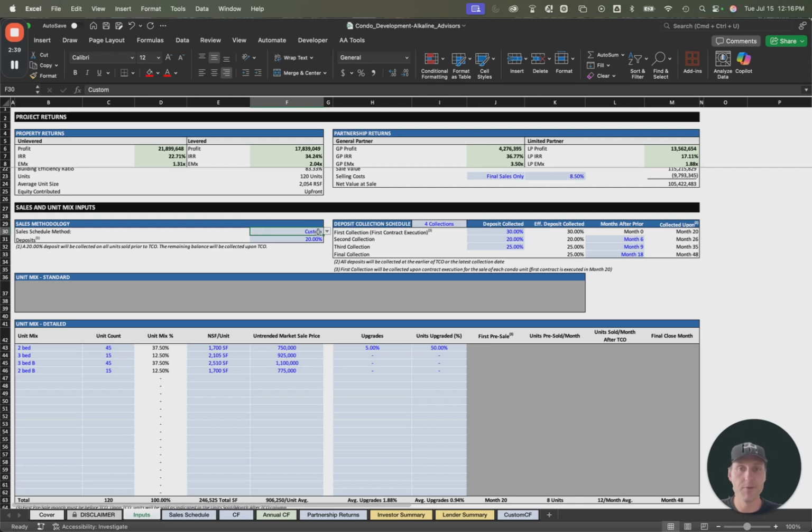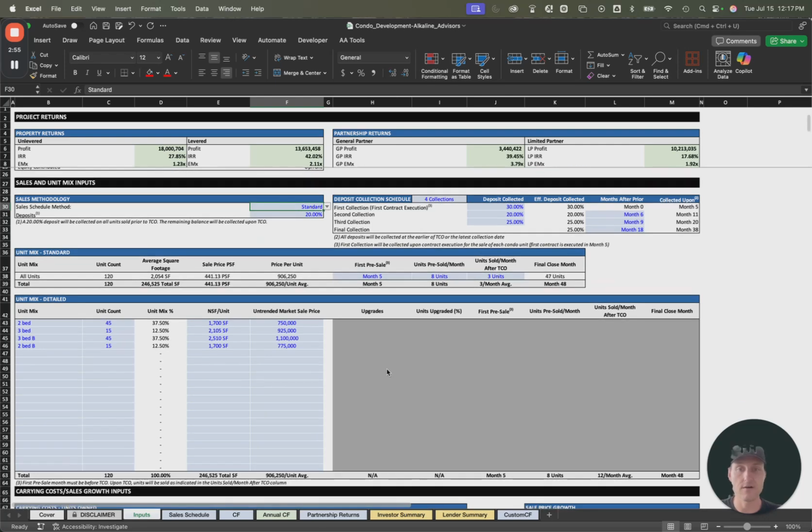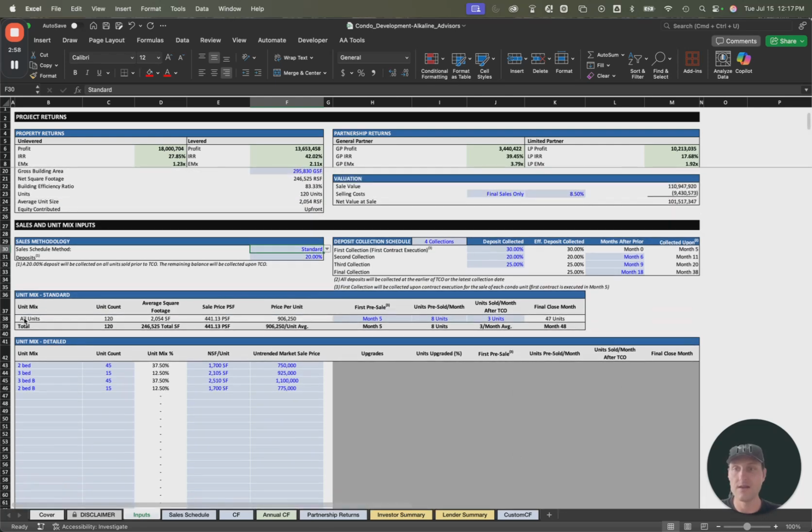And as such, we've built out our sales schedule to have 3 different methods of helping us understand the frequency of the unit sales. The first is, let's say, standard. You'll see if we select standard, everything here grays out, and this unit mix standard section becomes able for us to input information. We can choose when the first pre-sale will occur for the units, how many units are pre-sold per month thereafter, and how many units are sold per month after TCO.